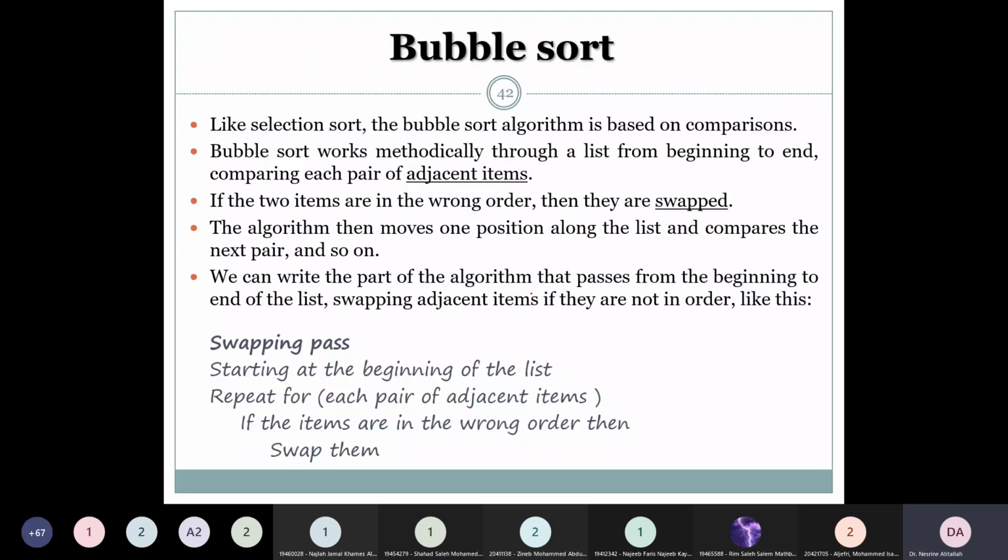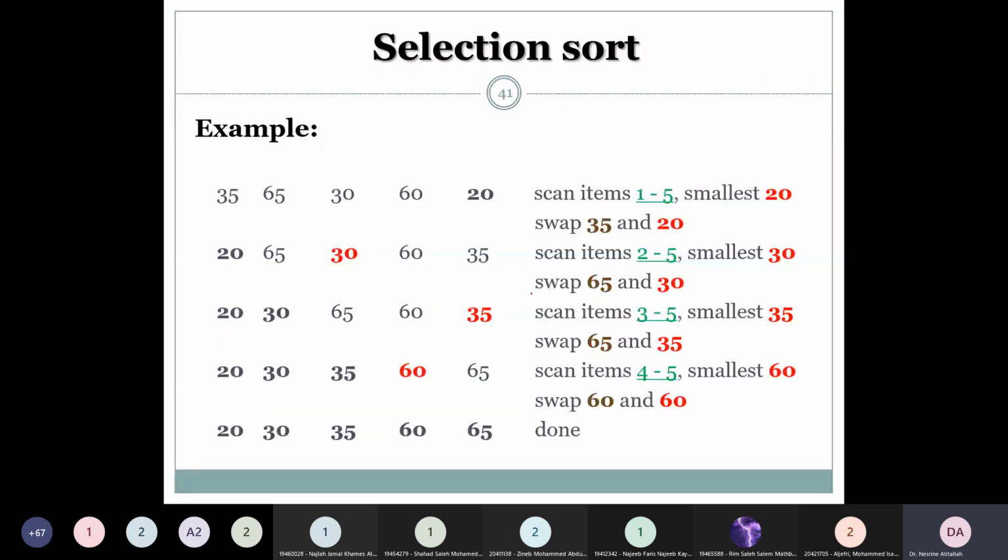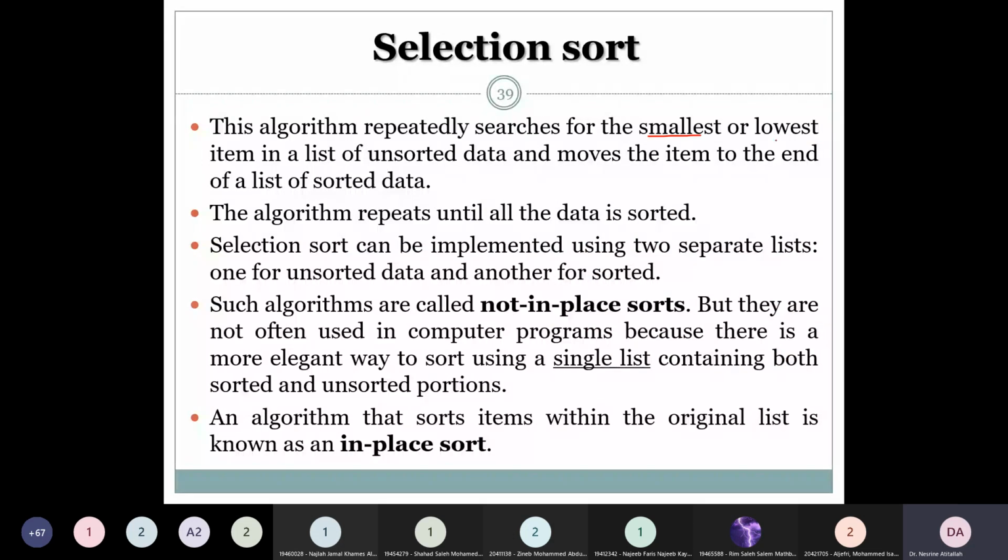This algorithm repeatedly searches for the smallest or lowest item in a list of unsorted data and moves the item to the end of a list of sorted data. Do you understand how the selection sort works? We will search for the smallest item and move it to the end of the sorted list. The algorithm repeats until all the data is sorted.